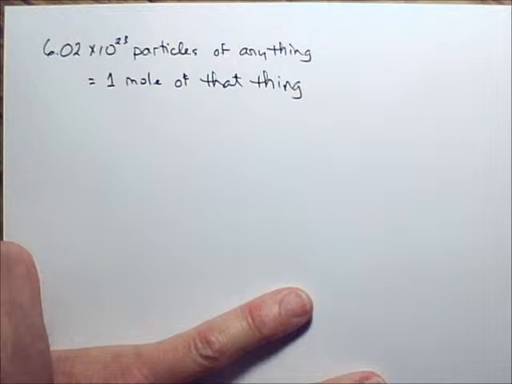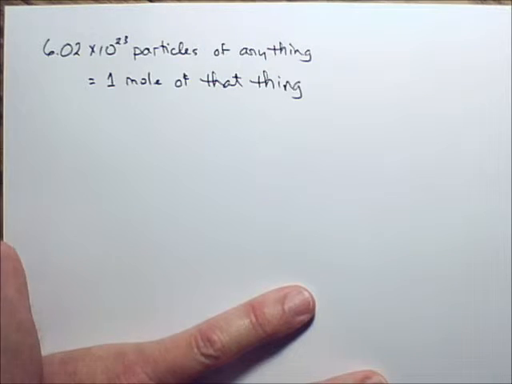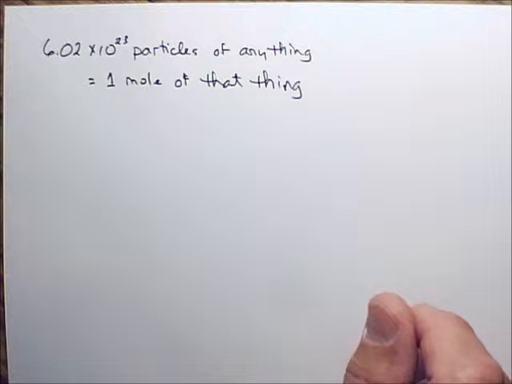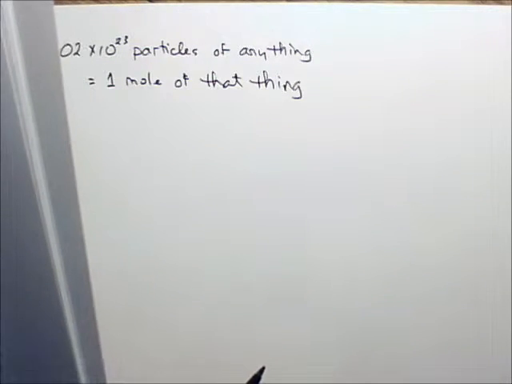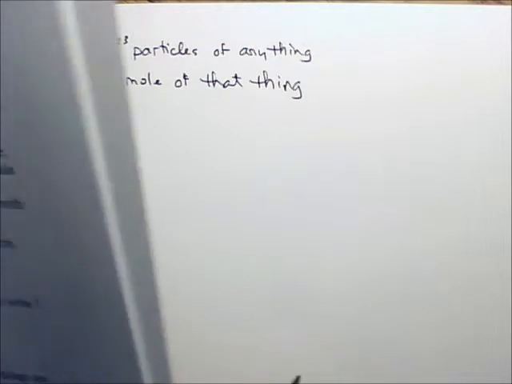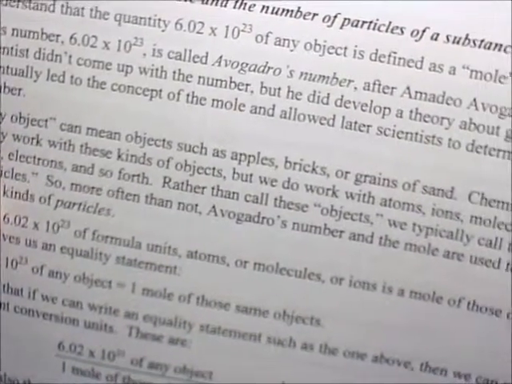And what's this called? Avogadro's number. Can you spell that? Avogadro. A-V-O-G-A-D-R-O. Avogadro's number.